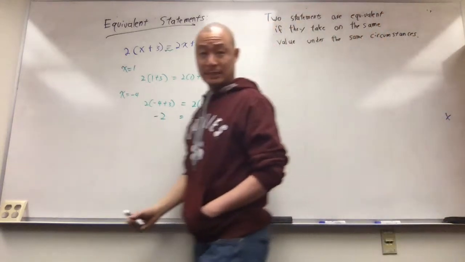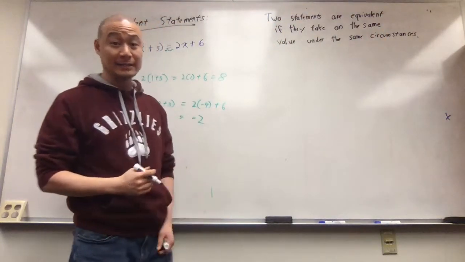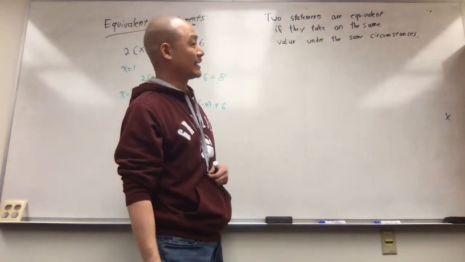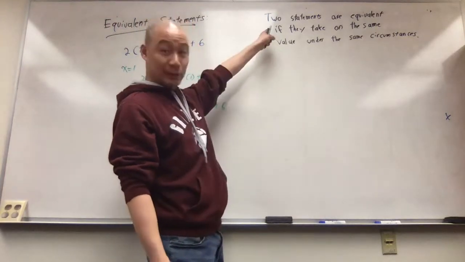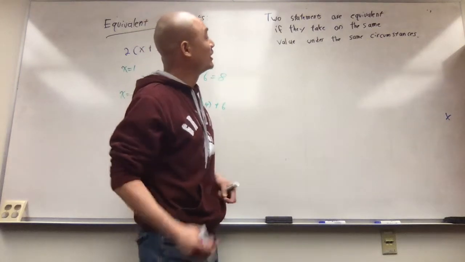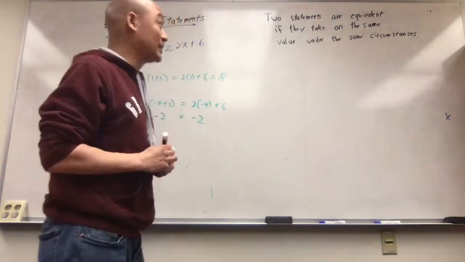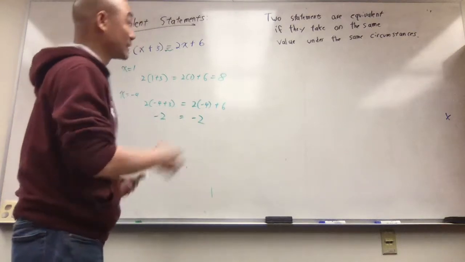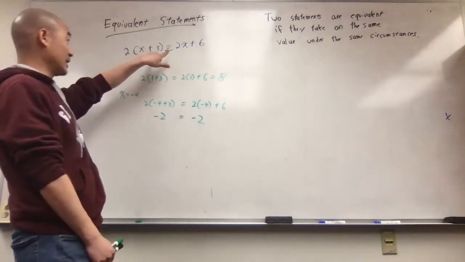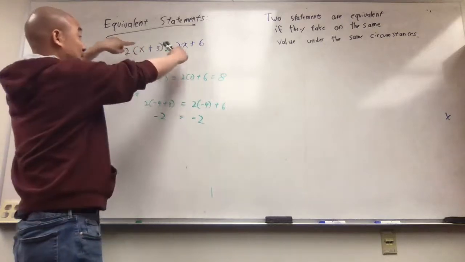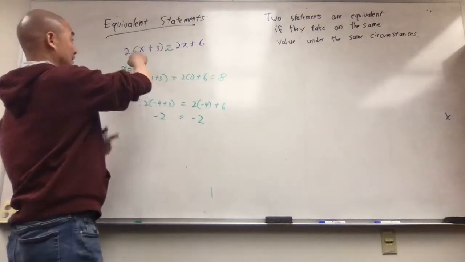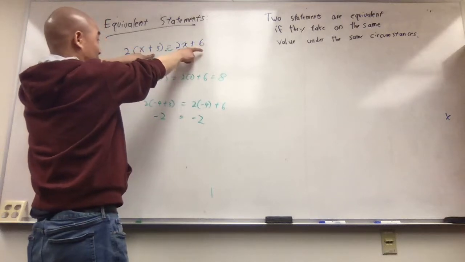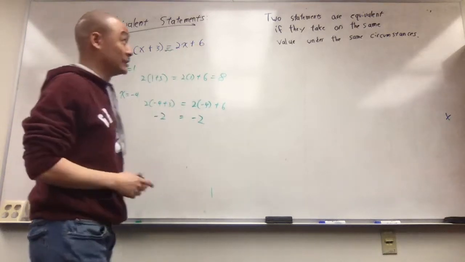Let me get out of the way there and see if you can read that. You're all going to be glad that I type up notes for you guys when you start reading my handwriting on these lectures. So two statements are equivalent if they take on the same value under the same circumstances. So that's the equivalent idea to over here. The same circumstance means the same x value, and then the value that the statements take on are the things that we get from evaluation.